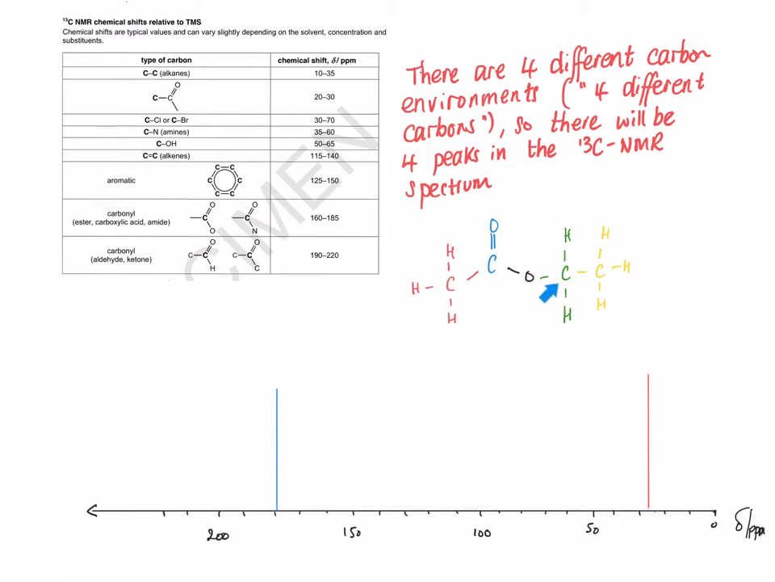The next carbon in the chain going along is the green one. That's a carbon next to an oxygen. And using the table, we can see that a carbon next to an oxygen comes at between 50 and 65 ppm. So we can draw that in. Then the last carbon in the chain, the yellow one, is an alkane type of carbon. It's just next to another carbon, so it comes at between 10 and 35 ppm. So we can draw that in as well.